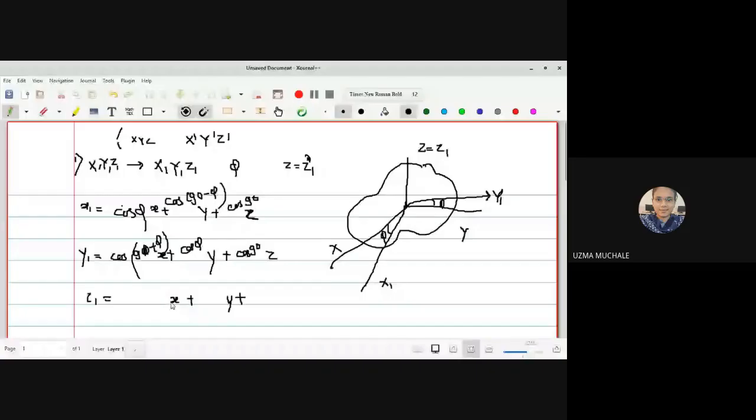We know that they are in 3D space. The angle is 90. Next, we have to find the coordinate of z1 with the help of x, y, and z. Let us take the angle between z1 and x. But we know that z1 is z. So what is the angle between x and z? The angle between x and z is 90 degrees, so it will be again cos 90. The angle between y and z, where z is z1, is again 90 degrees.